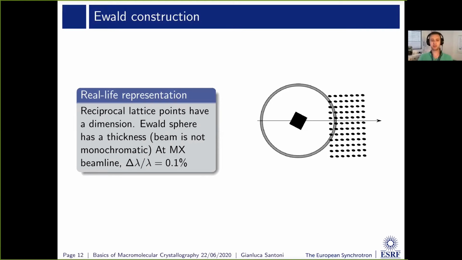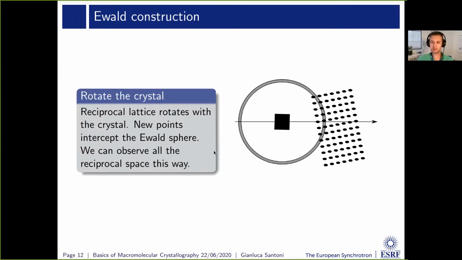In general, at synchrotron beamlines, delta lambda over lambda, which is our energy spread around the nominal energy, is 0.1%. When we do electron diffraction, just to give you an idea, the spread is about 1 over 300,000. So the Ewald sphere is way thinner than that. And when we do what we call Laue crystallography, where we increase the thickness by using the so-called pink beam containing more reflections, we go up to 3% of energy spread. At this point, to collect diffraction from the crystal, we simply rotate the crystal. This will rotate also the reciprocal space, and new reflections will cross the Ewald sphere.